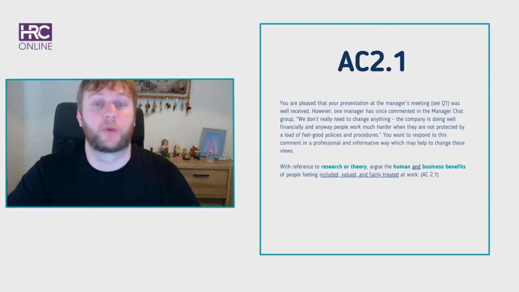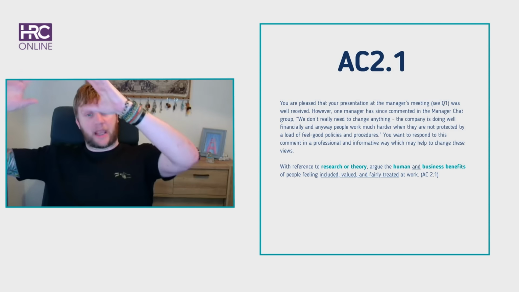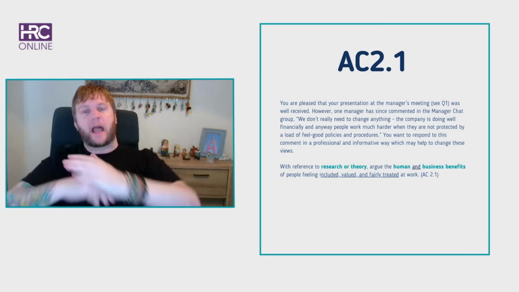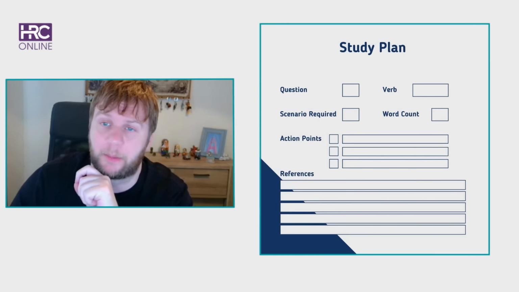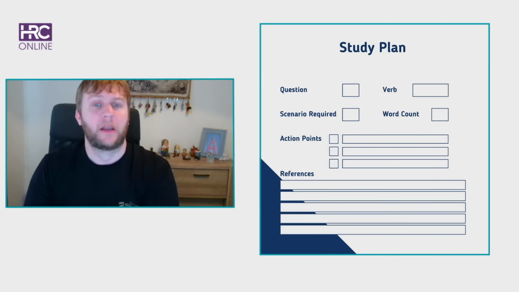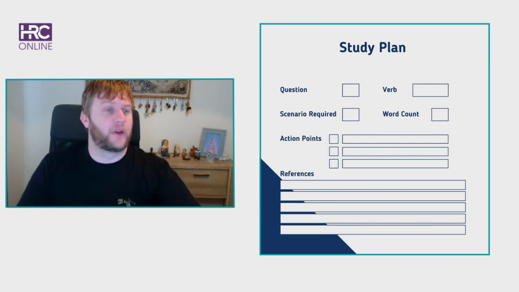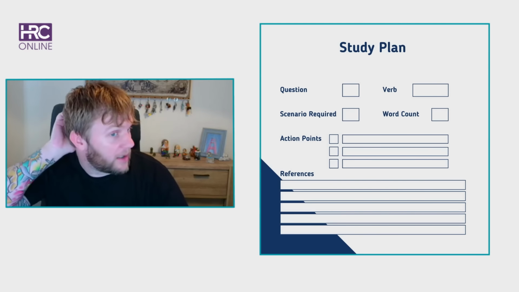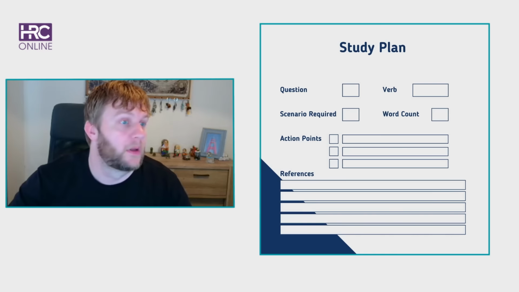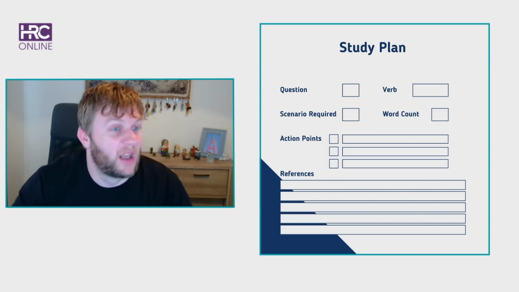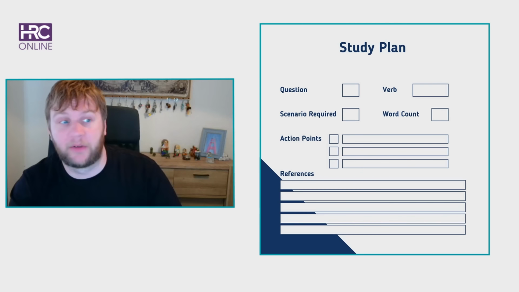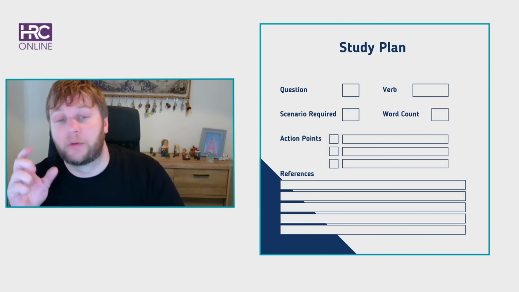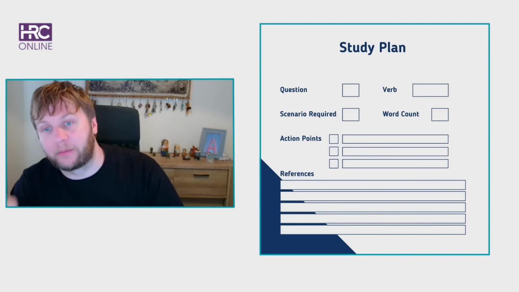Now you have 400 words to answer this particular question. You lay out like this, AC 2.1, and then you write your words. How are we going to break this question down? Well, to help you with this, we've created an answer plan, or study plan. So this is question 1.4. The verb is argue, I think. So you're arguing for the human and business benefits.